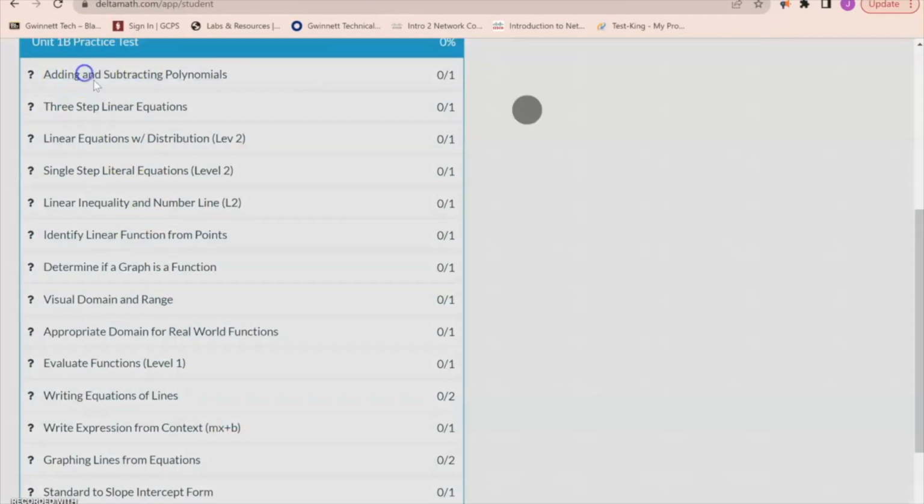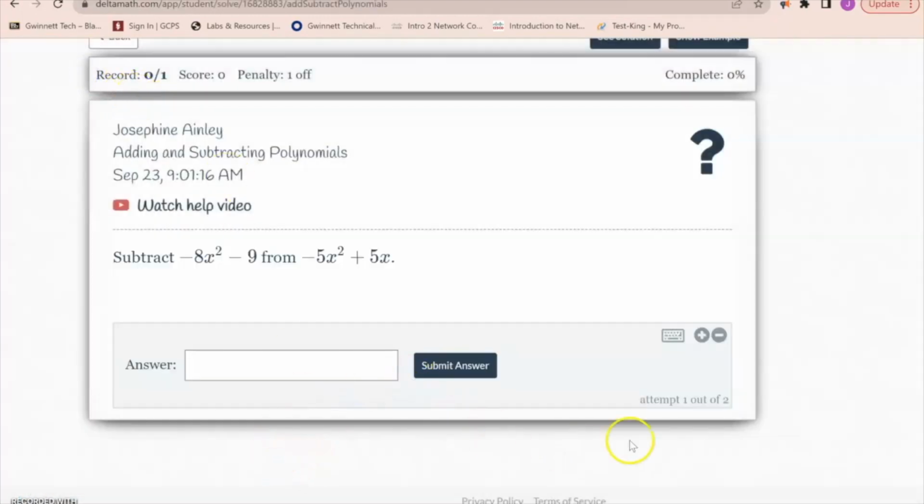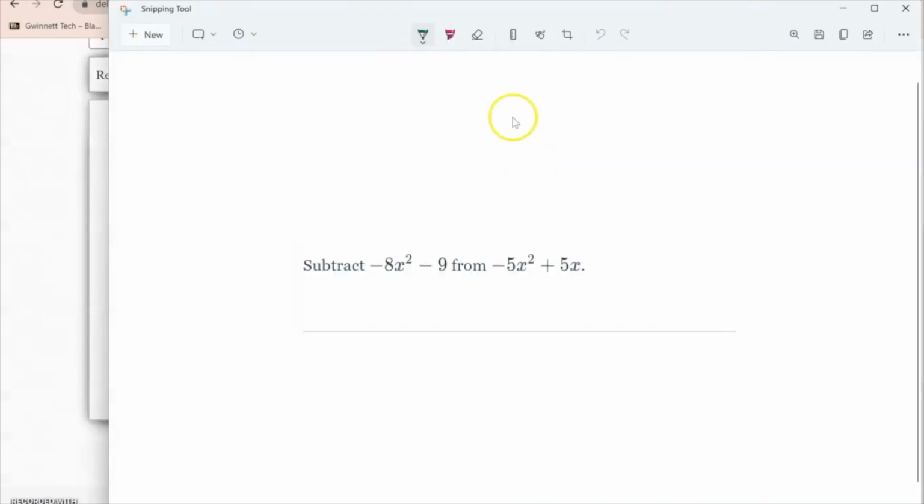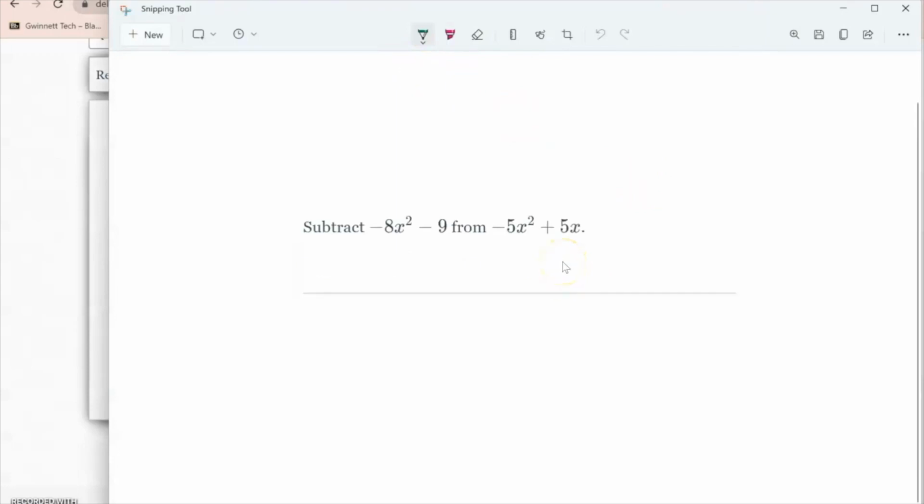So I'm going to click on the first one and make sure you write the work in that box, so that tomorrow or whenever you're taking your test, you know what you're doing. All right, so I'll do the first one. It says subtract from this. So we're doing subtraction.